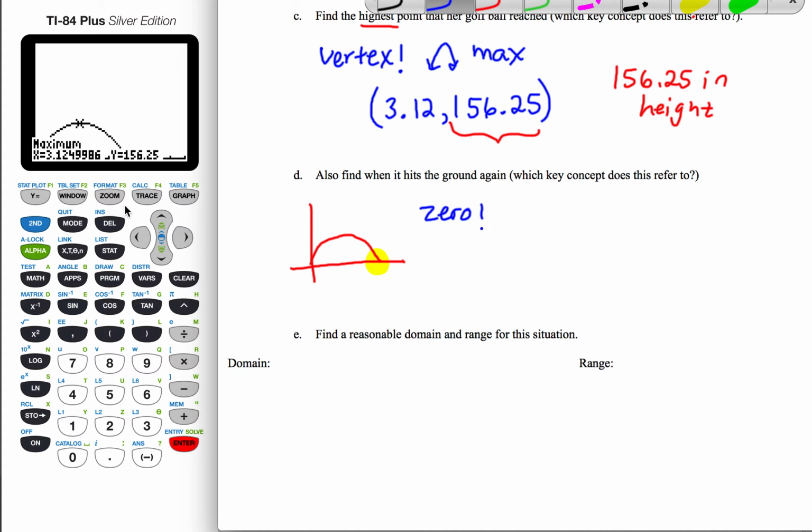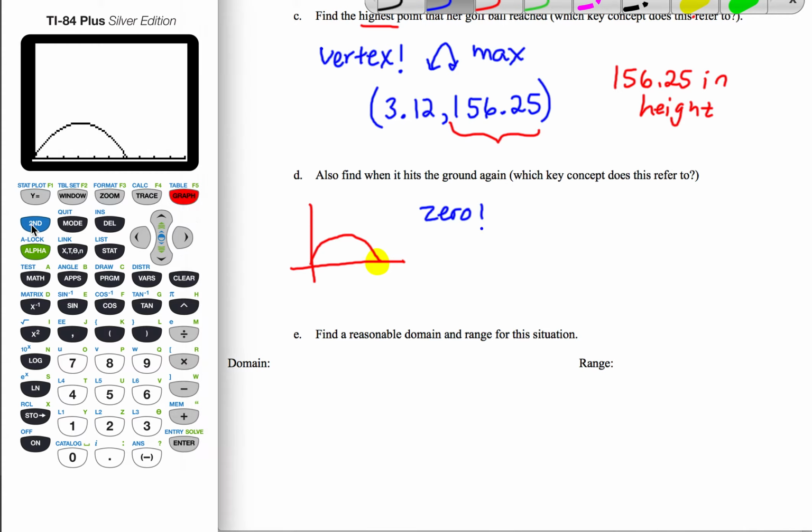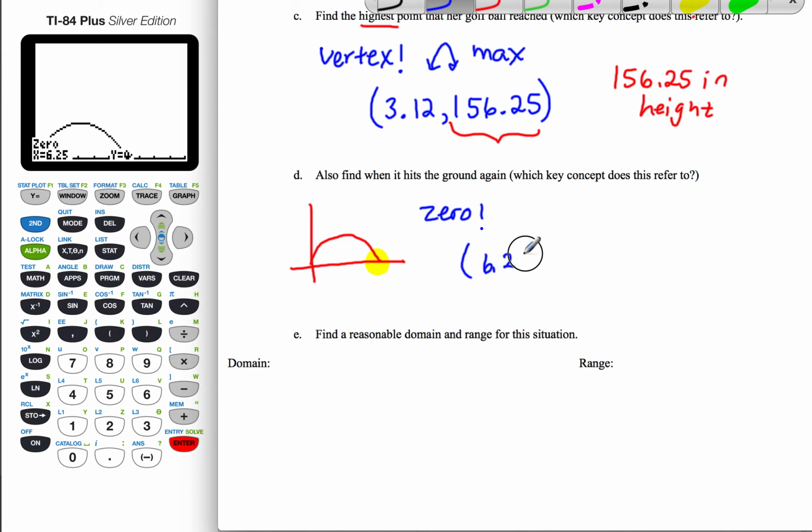So let's find that. So if I go back to graph, if I'm going to hit that, so I want to go second, calculate, number 2. So remember, you want to move over to that 0. I can look right about here and hit enter. And then we'll hit right over for the right bound and hit enter and then guess. So now we have 6.25 comma 0. This is our x-intercept, and it happens at 6.25 seconds.